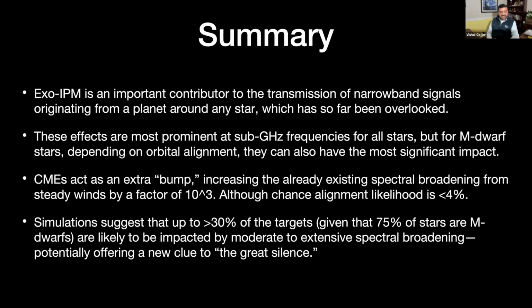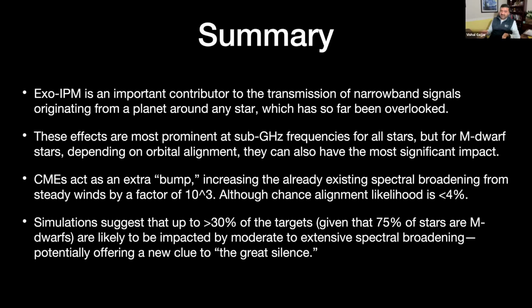I think with that, just to summarize, ExoIPM is an important contributor to the transmission of narrowband signals originating from a planet around any star, which has so far been overlooked. And these effects are most prominent at a gigahertz and less than gigahertz frequency. If you observe at high frequency, these effects are not so prominent, obviously. But most of the SETI, as you know, has been done mostly at 1.4 gigahertz. So this is a very critical aspect that we have to consider.